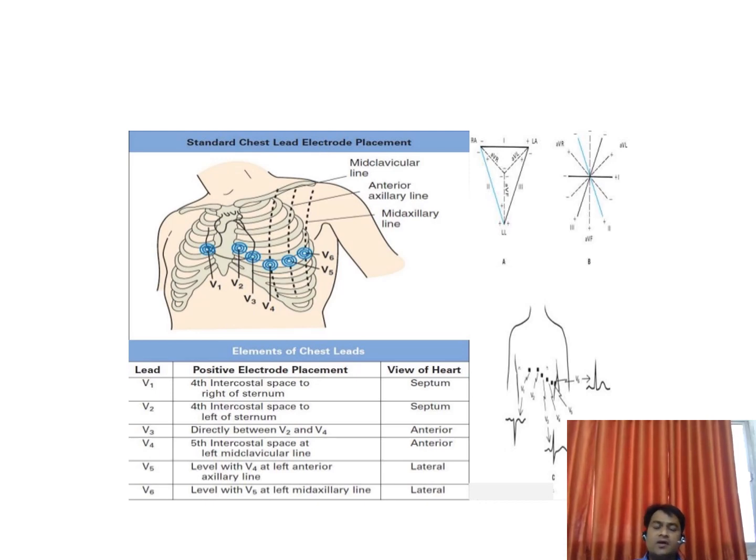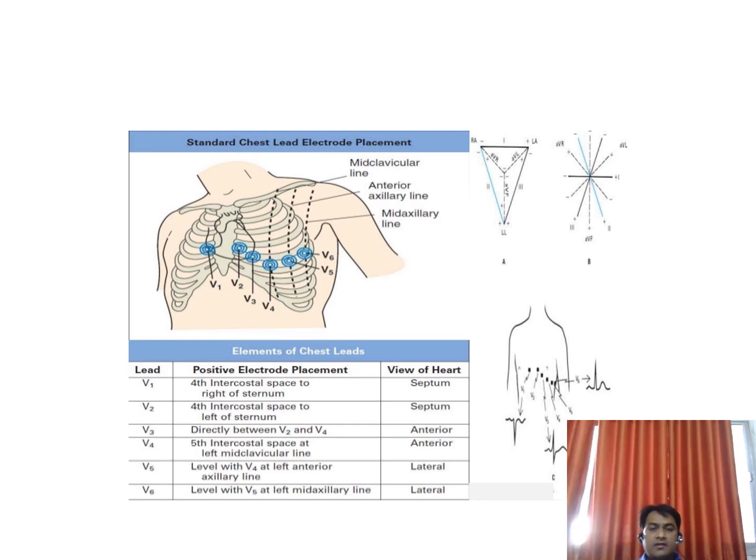There is one other way. Roughly, the level of the nipple is at the fourth intercostal space. Okay, the level of the nipple is at the fourth intercostal space. So below that, accordingly, you can count the intercostal spaces.